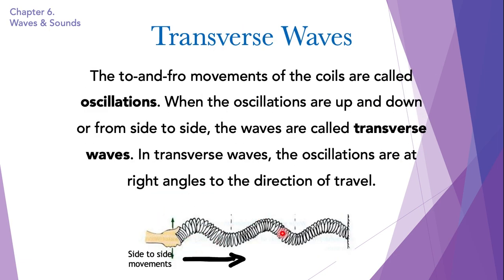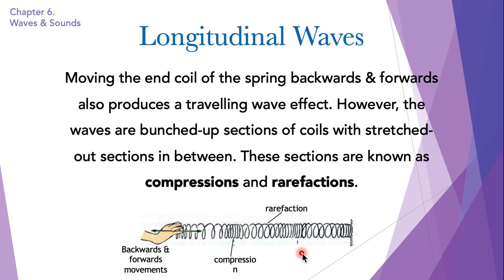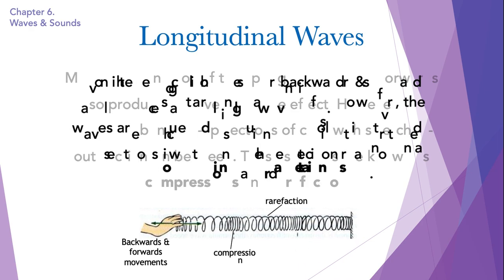Transverse waves have a shape like this. They are moved from side to side, and they make up a wave shape like this. They don't have compressions or rarefactions. The oscillations of these waves are up and down, or from side to side. But in longitudinal waves, the oscillations are backwards and forwards.